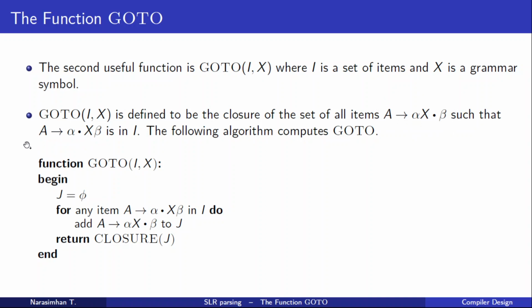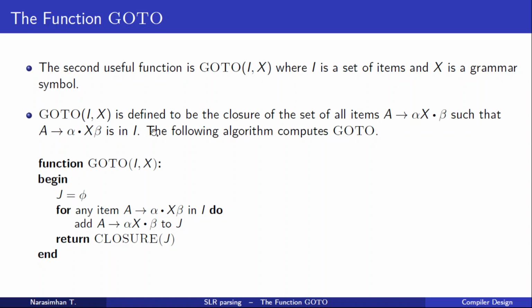There could be multiple items of this form. So corresponding to every such item, you will be getting items of the form A gives alpha X dot beta. So you collect all those items in a temporary set, and then you take the closure of that temporary set. That will be the goTo.